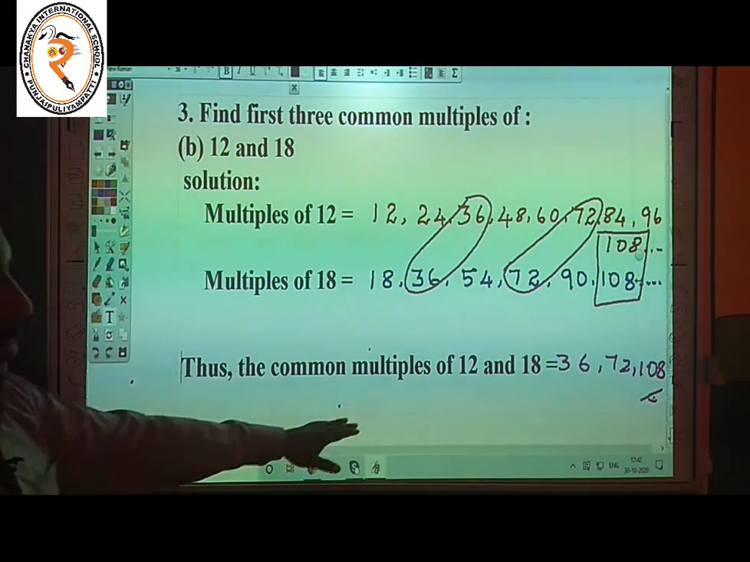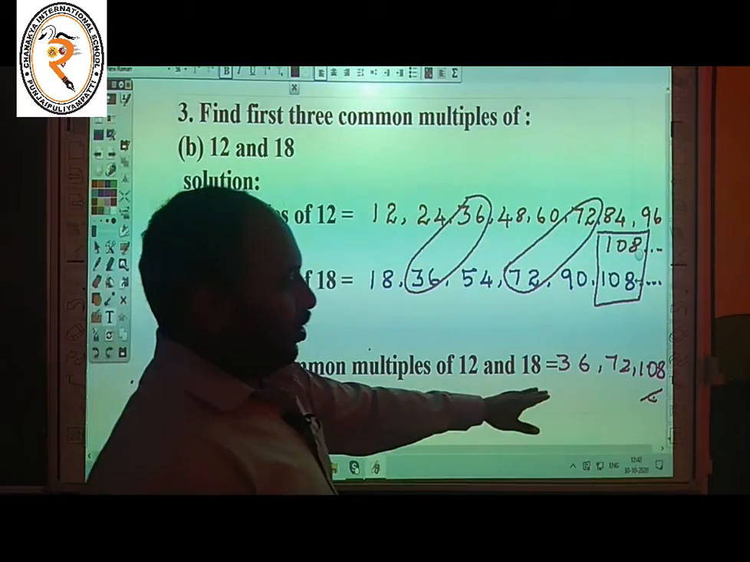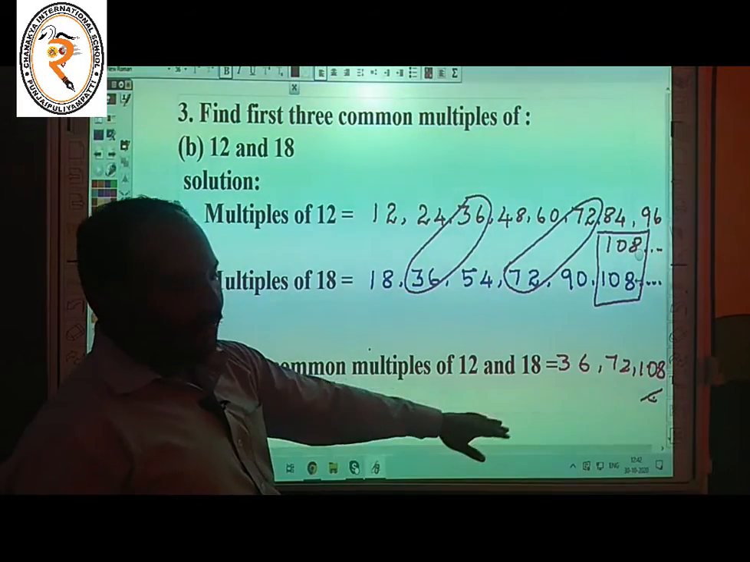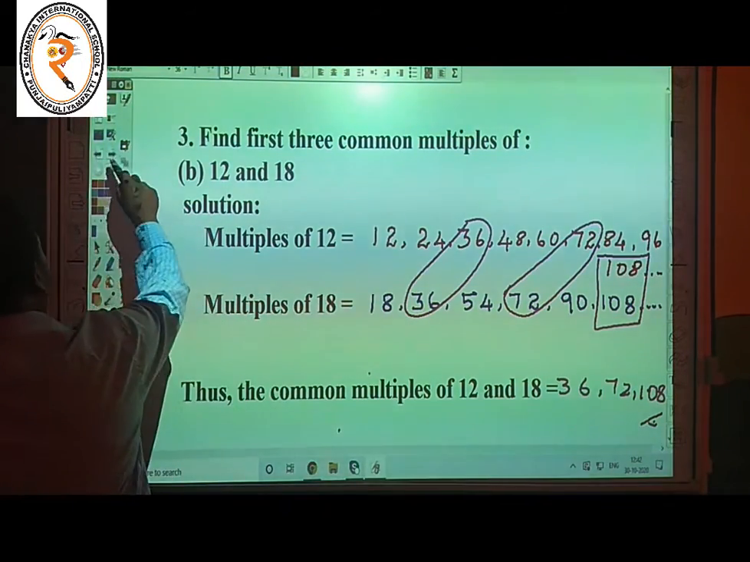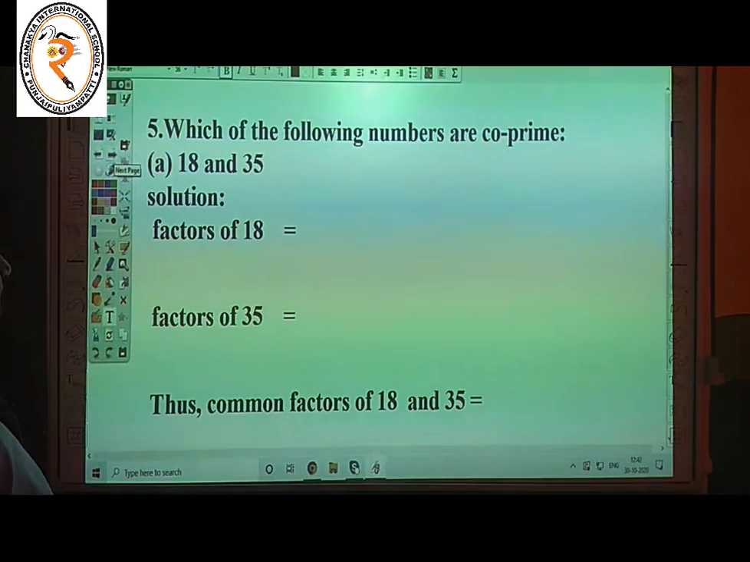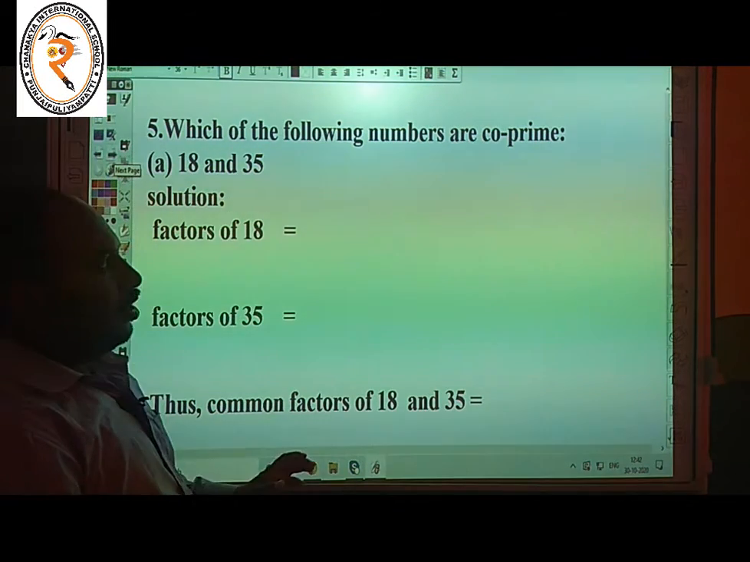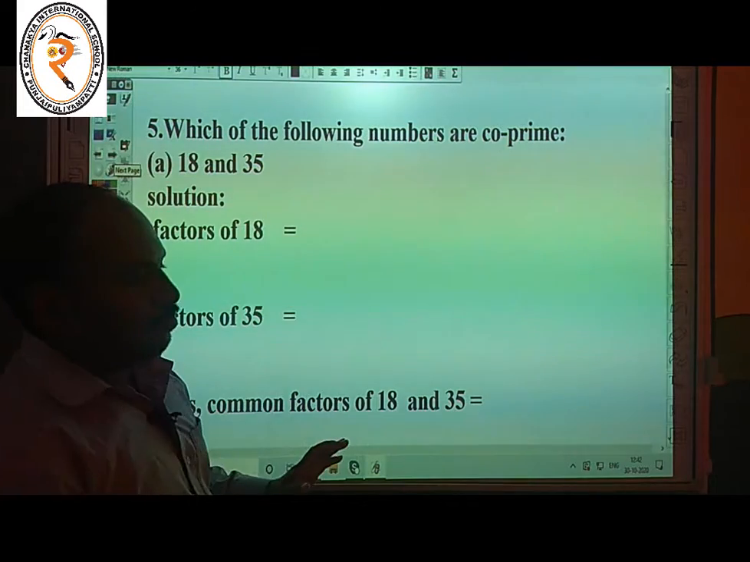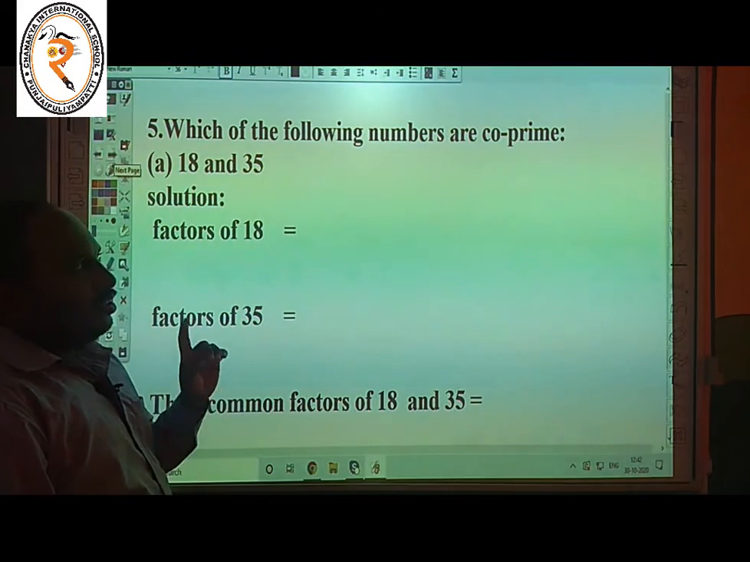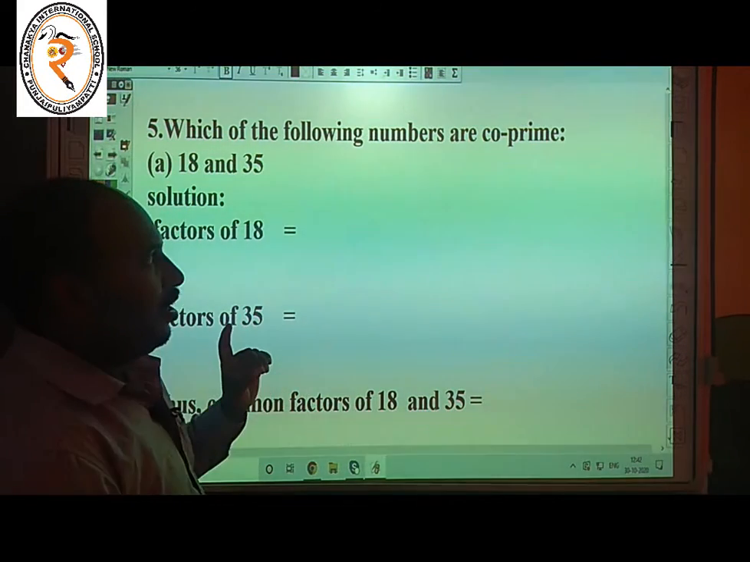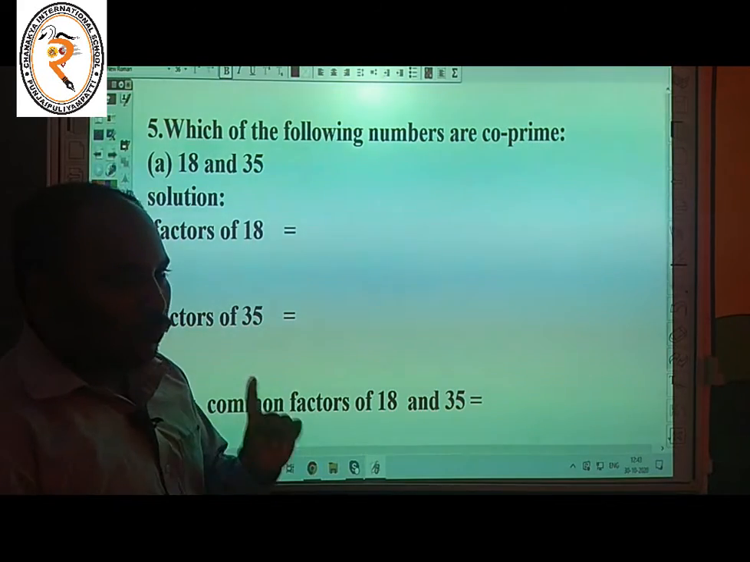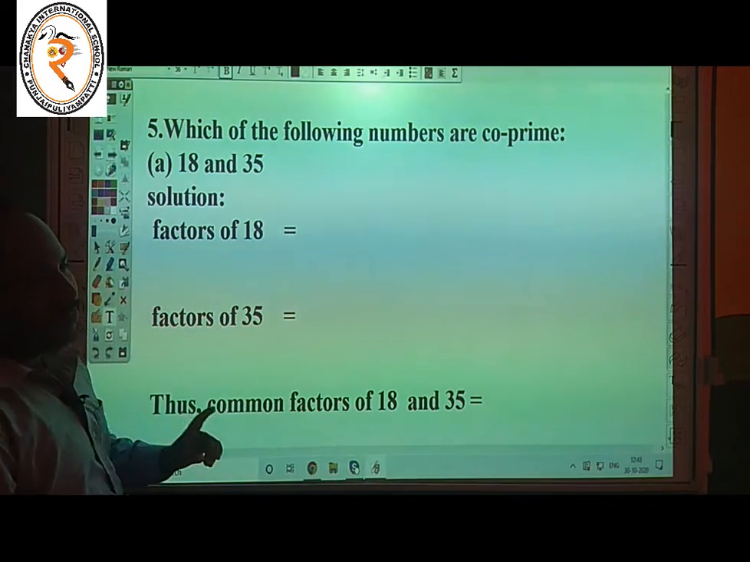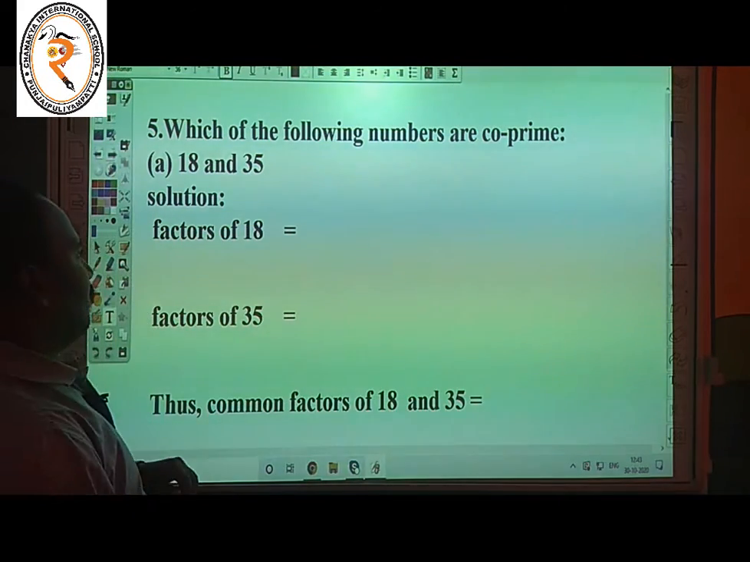Thus the common multiples of 12 and 18 are 36, 72 and 108. The next one, question number 5. Which of the following numbers are co-prime? Co-prime means you have only one common factor, that is 1. That means you have no common factor other than 1.